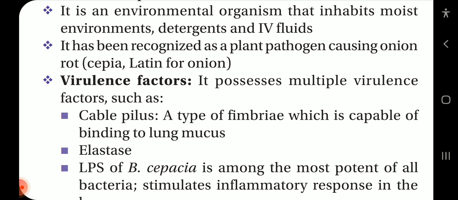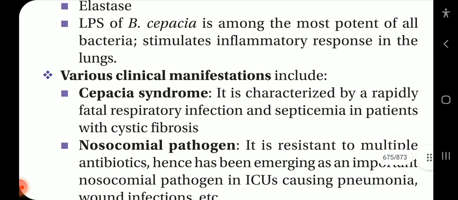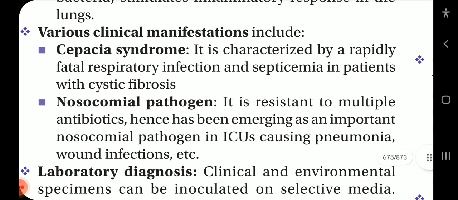Virulence factors: it possesses multiple virulence factors such as cable pilus, a type of fimbriae which is capable of binding to lung mucus, and elastase. LPS of B. cepacia is among the most potent of all bacteria and stimulates an inflammatory response in the lungs. Various clinical manifestations include cepacia syndrome. It is characterized by rapidly fatal respiratory infection and septicemia in patients with cystic fibrosis.